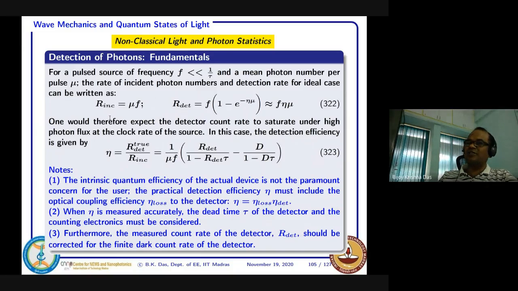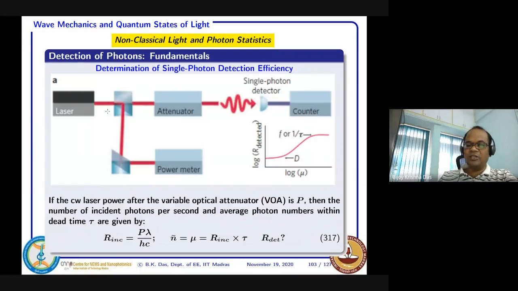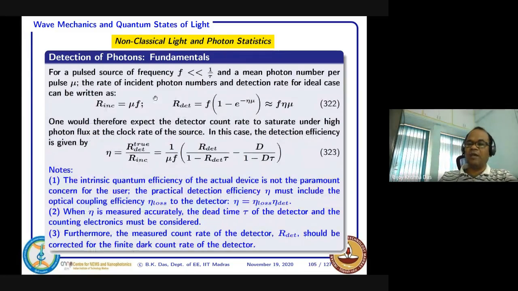This incident rate is similar to that of CW. If you are just having mu multiplied by the repetition rate, then this incident rate is the same as this expression. Okay. If you know the mu value and the frequency rate, those will actually be the same values. So it is just made equivalent to CW, continuous wave, instead of pulse.